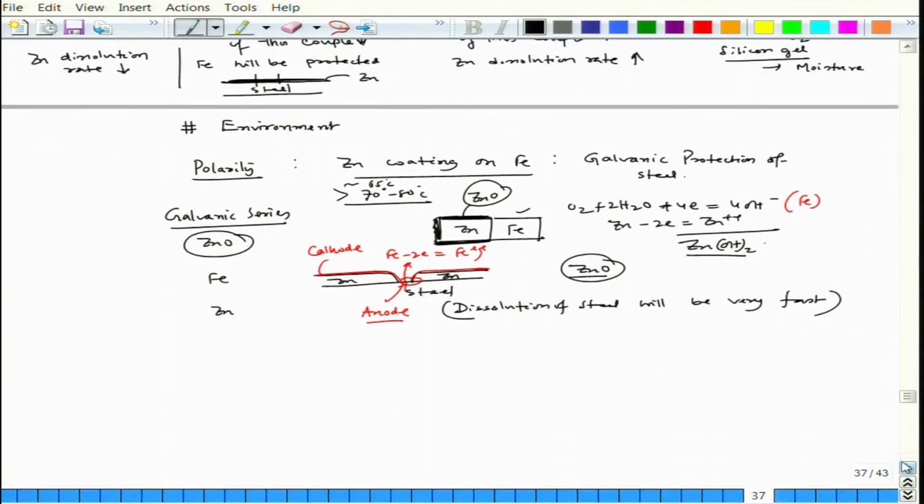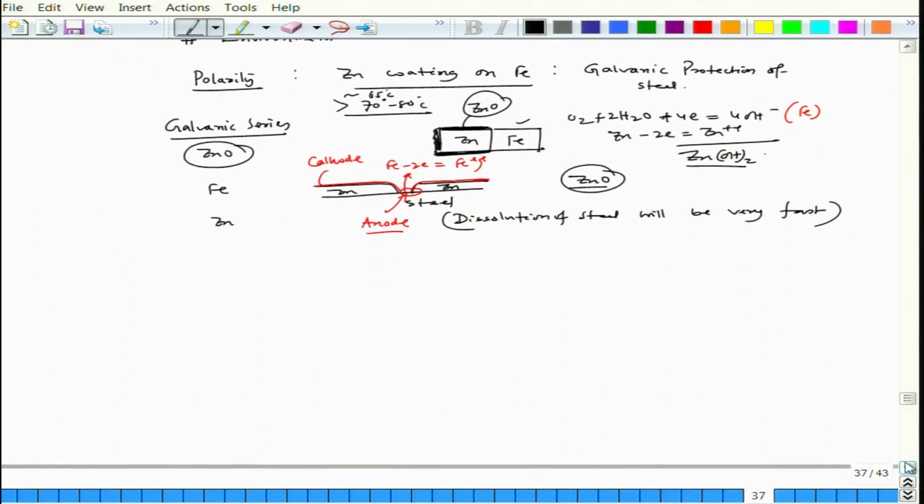Now, coming to the area factor, let us understand that area factor from mixed potential theory. This has been done in our previous course, but still I am bringing it in so that it becomes complete. So, if I see the mixed potential theory, let us say we have dipped this particular component in HCl. So, hydrogen evolution is basically my cathodic reaction.